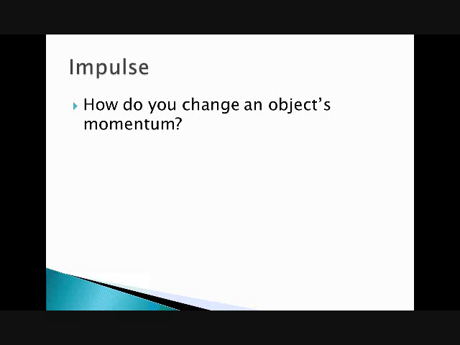And so the question becomes, how do you change an object's momentum? Momentum is simply mass times velocity. So you either change mass or you change velocity. The simpler way is to change an object's velocity. You can change its mass, that gets a little bit more complicated. So let's just focus on changing an object's velocity.